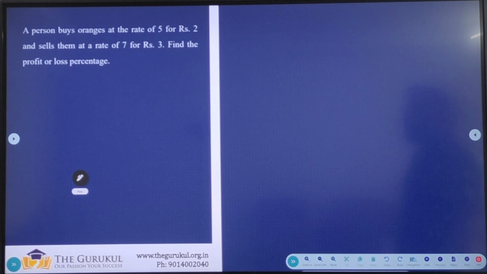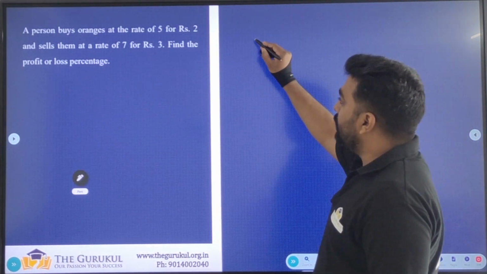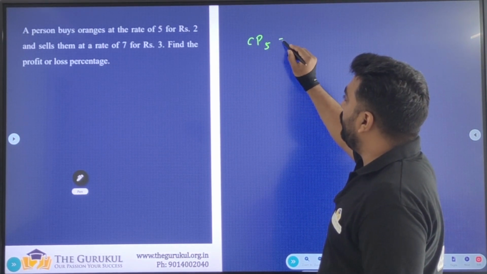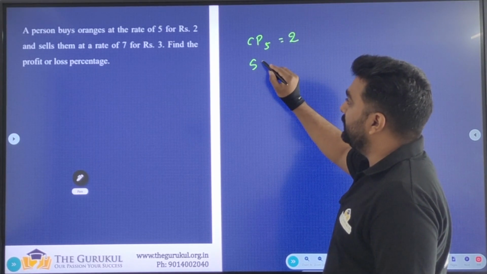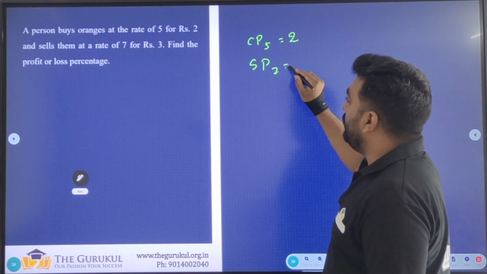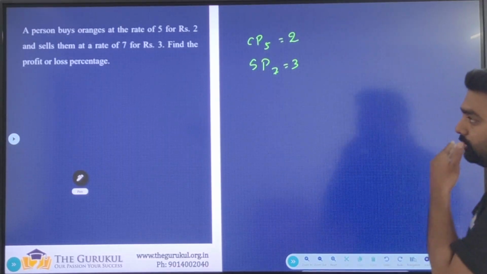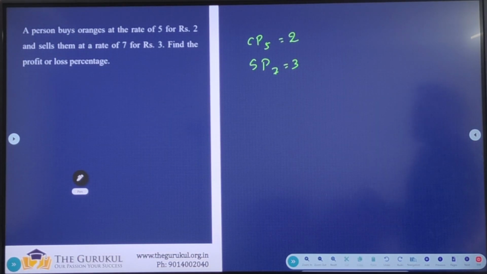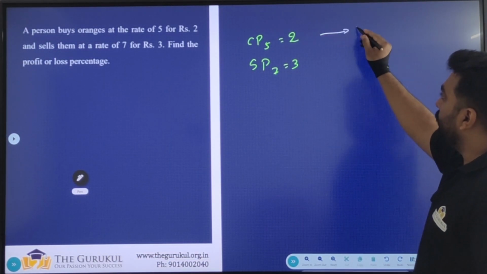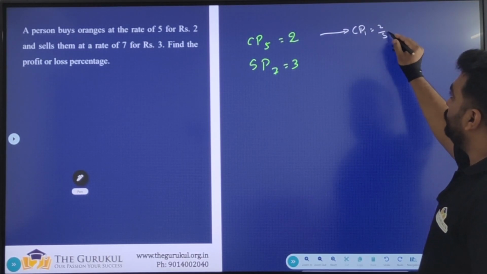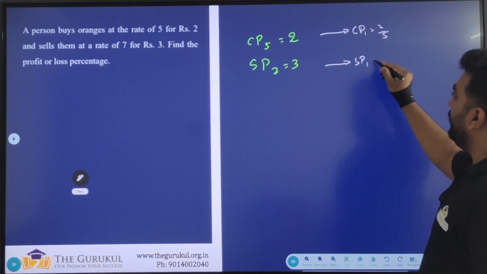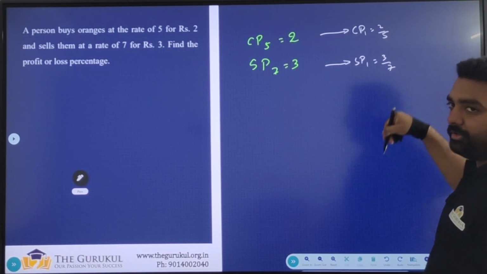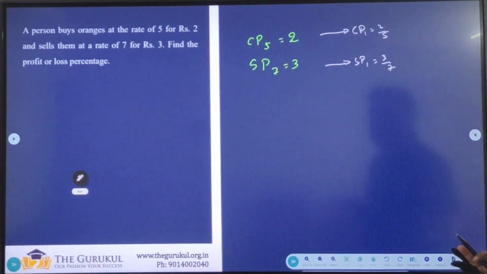A person buys oranges at the rate of 5 for 2 rupees and sells them at the rate of 7 for 3 rupees. So cost price of 5 oranges equal to 2 rupees. Selling price of 7 oranges equal to 3 rupees. Now, I can start the problem with cost price of 1 orange equal to 2 by 5. Selling price of 1 orange equal to 3 by 7. Convert into decimal, we'll get the answer. There is nothing wrong in that.